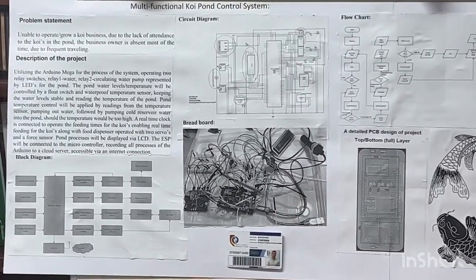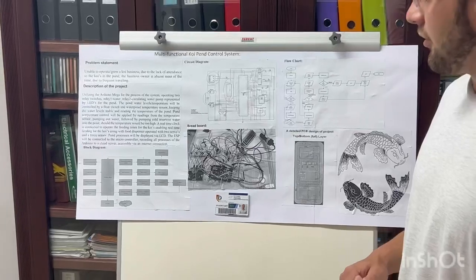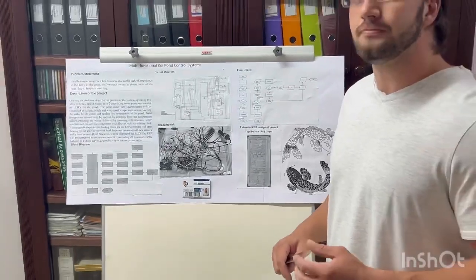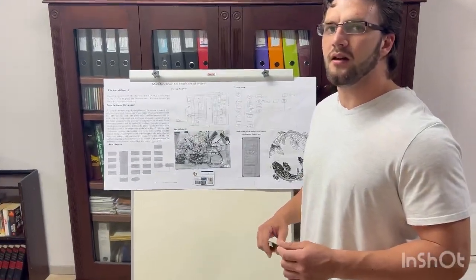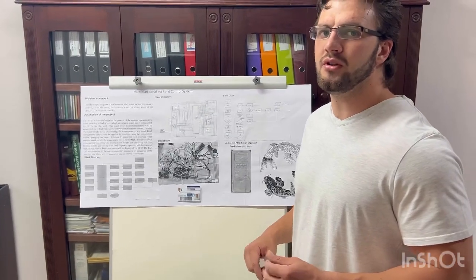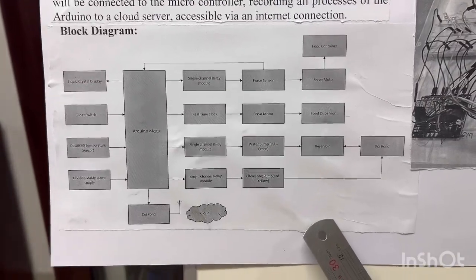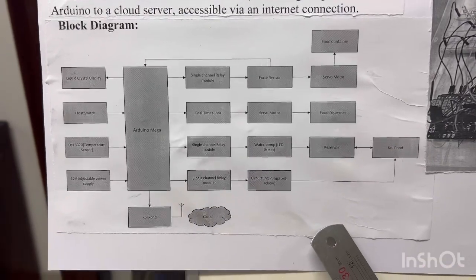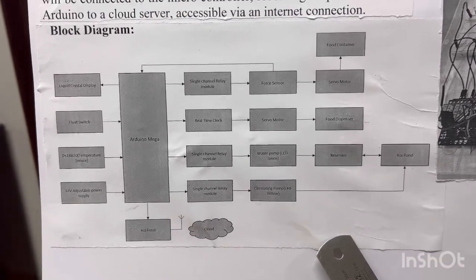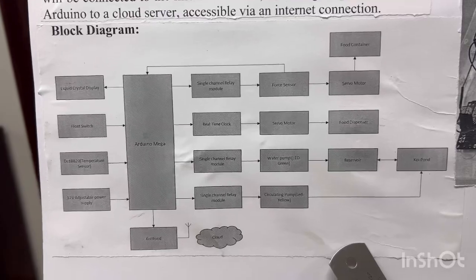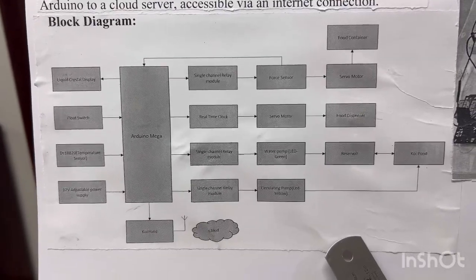It has a temperature sensor, a real-time clock, a float switch, and relay systems to control the water pumps of the system. This is the block diagram of the system, which displays the basic operation of the system and how it is being operated.